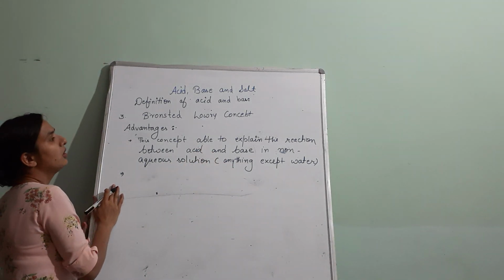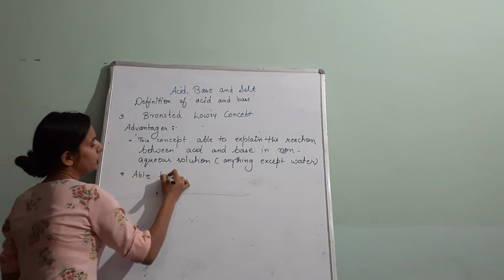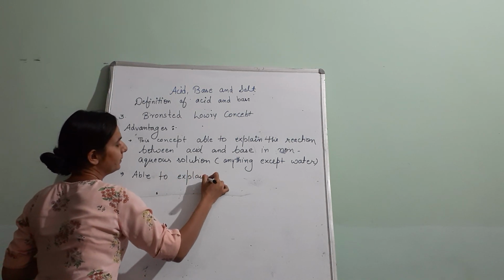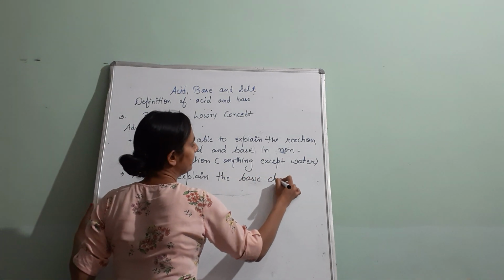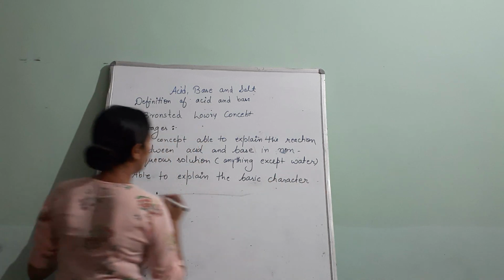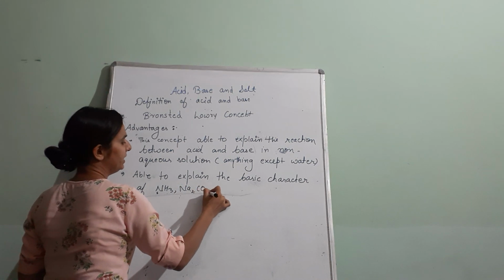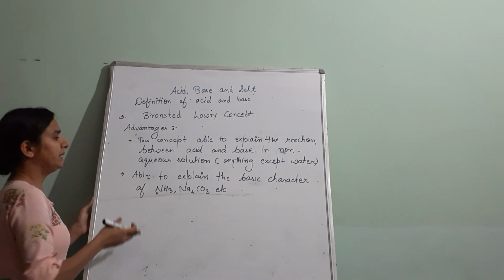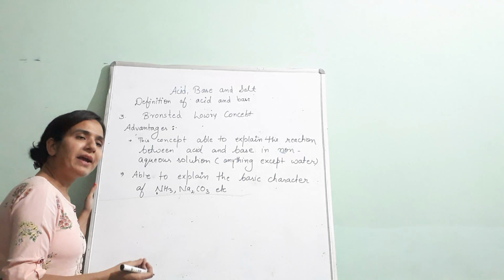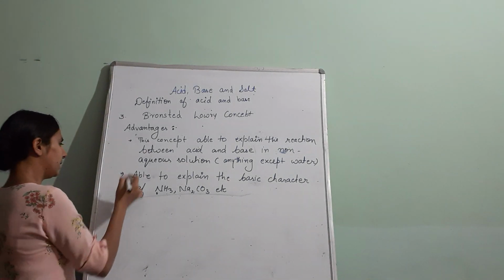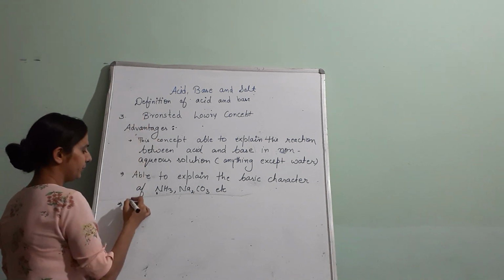Second advantage of Bronsted-Lowry concept is able to explain the basic character of NH3, Na2CO3, etc. Able to explain the basic character of few substances or few bases whose characters are not determined with the help of Arrhenius concept. Note them down.